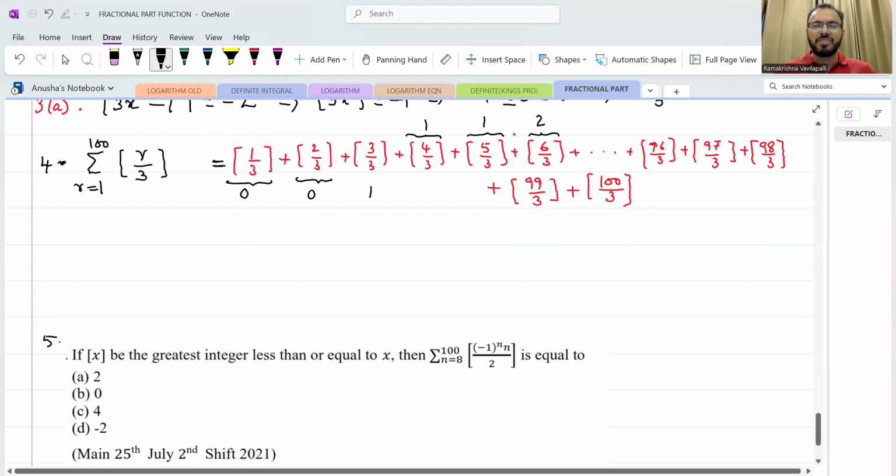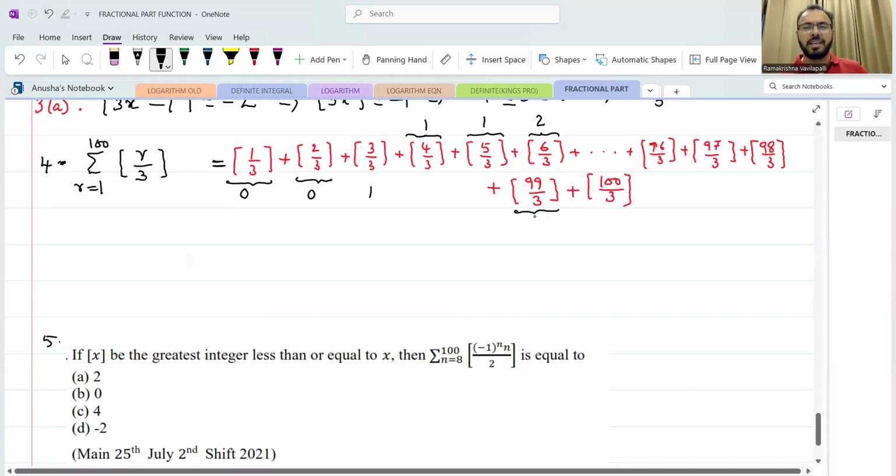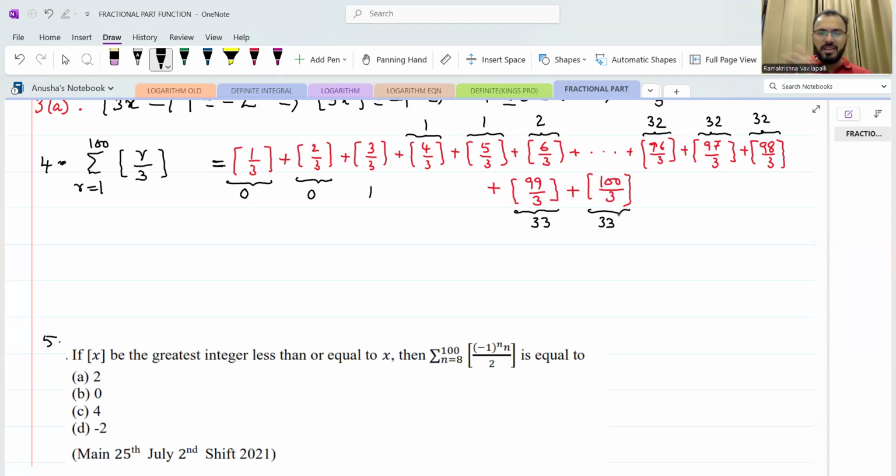Like that you will get, so its value is 33. This is 33. And this is 32. And this value is 32. And this value is 32. And this value is 33. Now, how do we calculate its value? It seems to be a little difficult, but it's not at all.